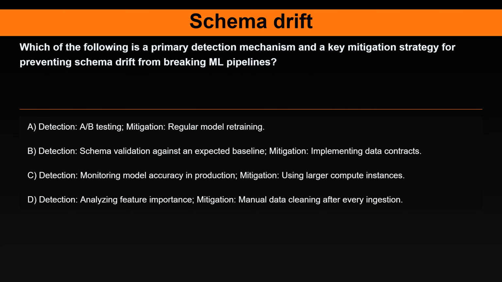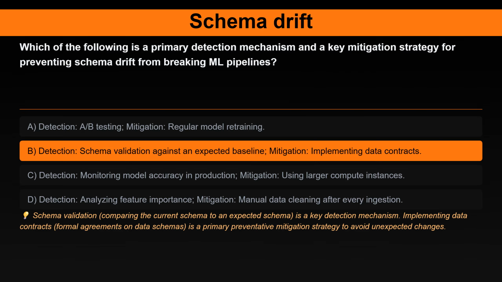Question 5. Which of the following is a primary detection mechanism and a key mitigation strategy for preventing schema drift from breaking ML pipelines? Option A. Detection, A/B testing. Mitigation, regular model retraining. Option B. Detection, schema validation against an expected baseline. Mitigation, implementing data contracts. Option C. Detection, monitoring model accuracy in production. Mitigation, using larger compute instances. Option D. Detection, analyzing feature importance. Mitigation, manual data cleaning after every ingestion.